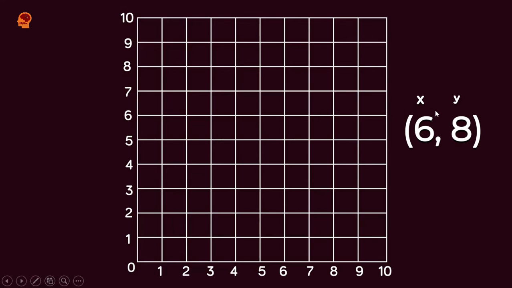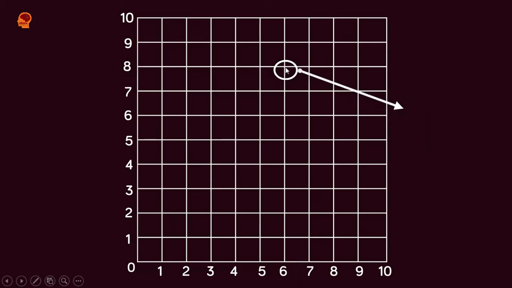Now let's find this point in the graph. We are going to label it x and y. The first thing we do is go to the x-axis. Where is 6? This is 6, and then we move up to where we get to 8. We put a point or a mark. That point is the point in the map. That is very simple.